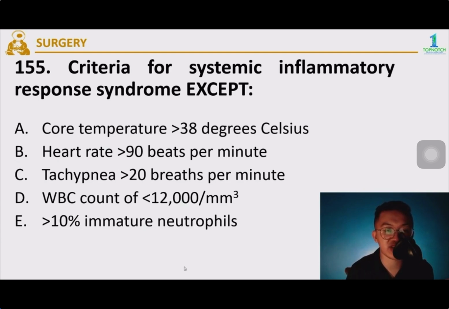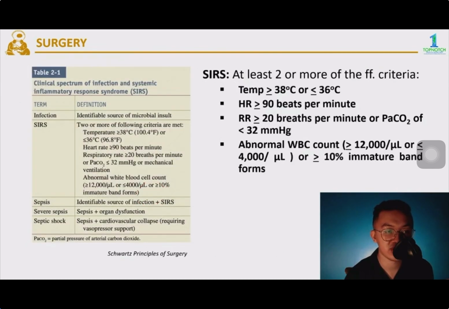155, criteria for SIRS except: temperature more than 38, heart rate more than 90, tachypnea more than 20, WBC less than 12, immature neutrophils more than 10. So among these, you can easily spot out, even if you haven't memorized the value, a WBC count of less than 12,000 is actually normal, so it's not a criteria for SIRS. So this one is taken from Schwartz.